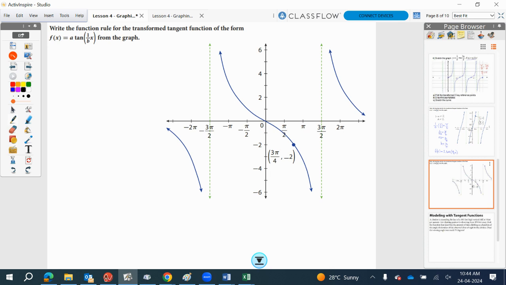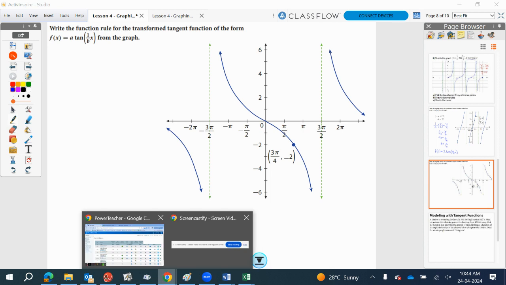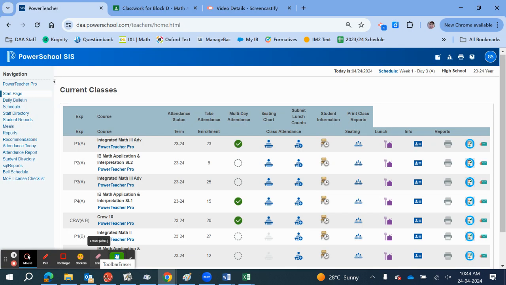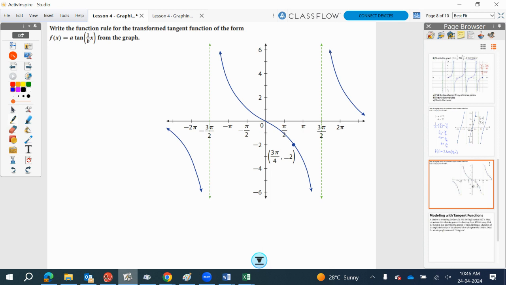Negative 2. So you see how this is negative? Something has to be negative, right? A is negative. Let's have a look at this. We need to times a by 1 to get minus 2. A is equal to minus 2.